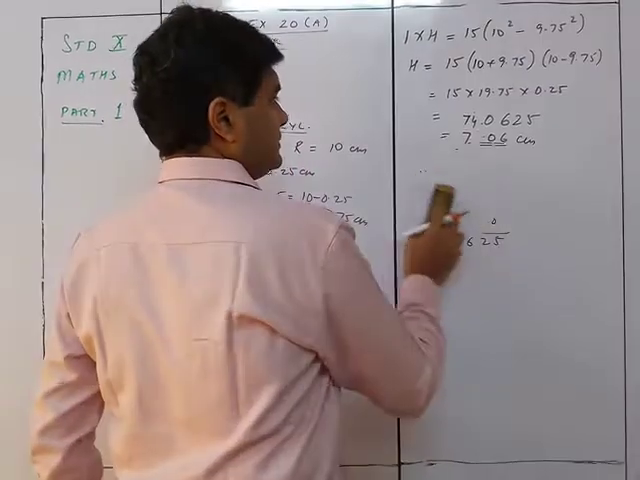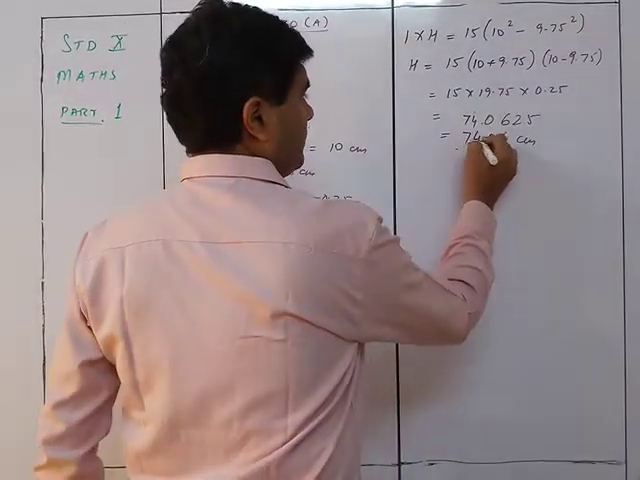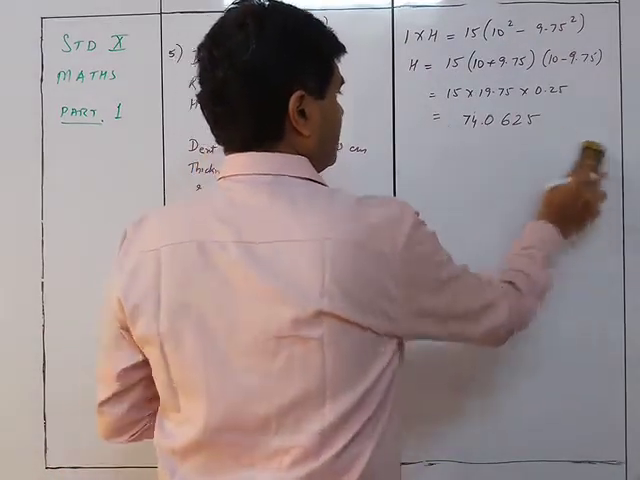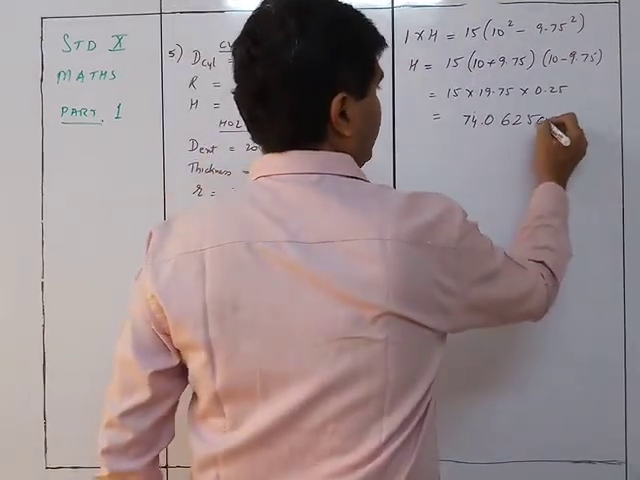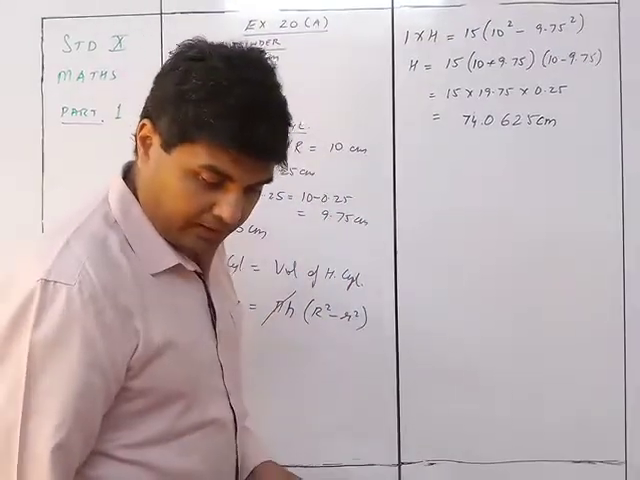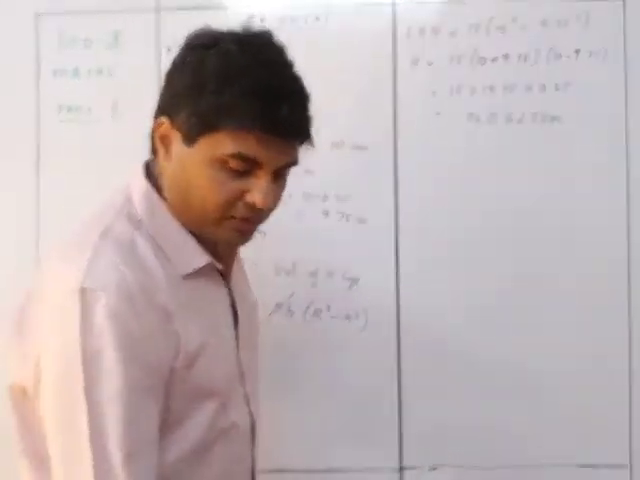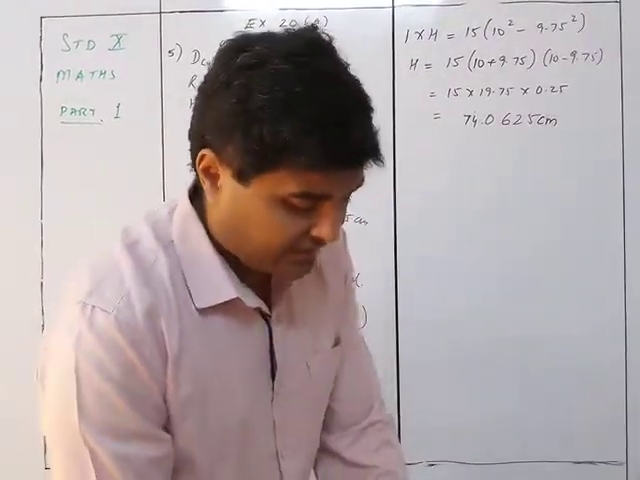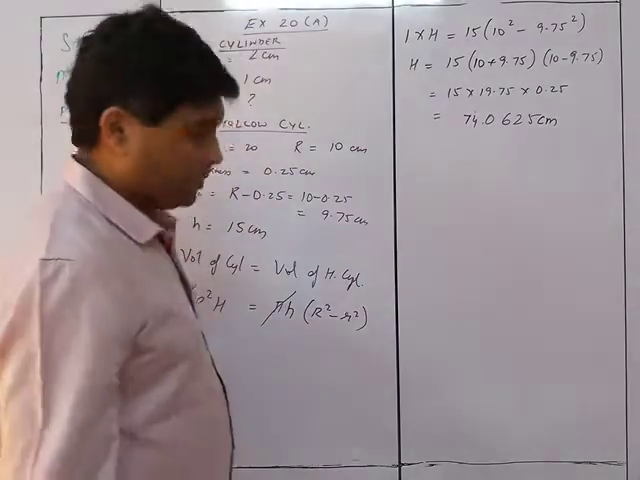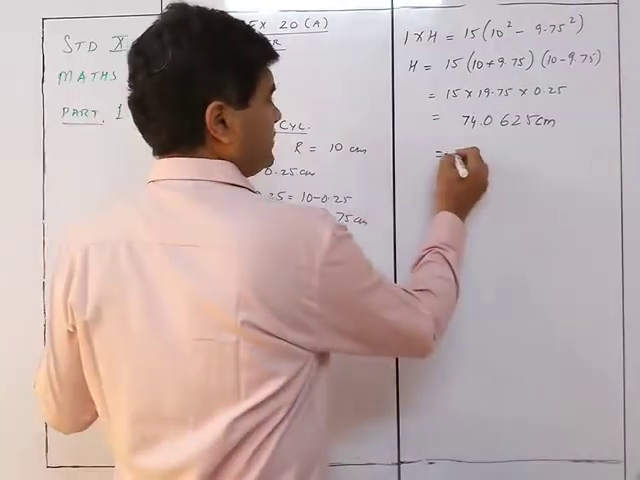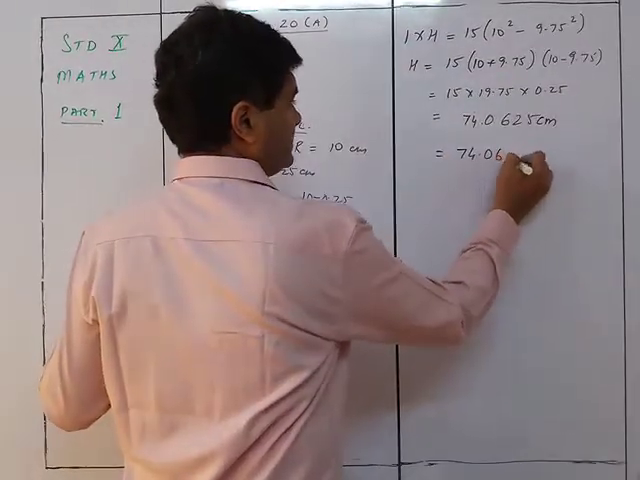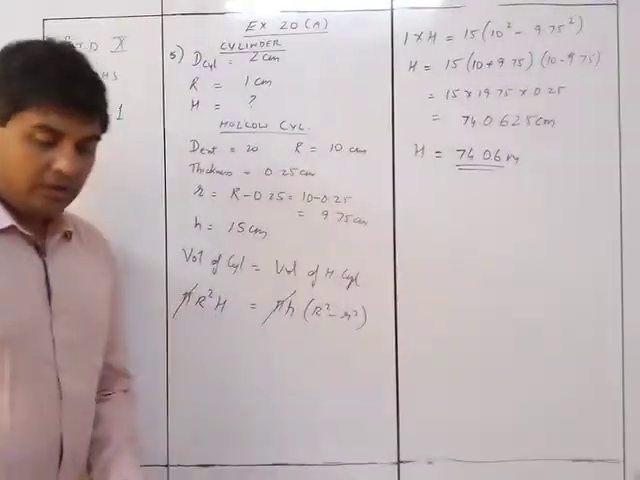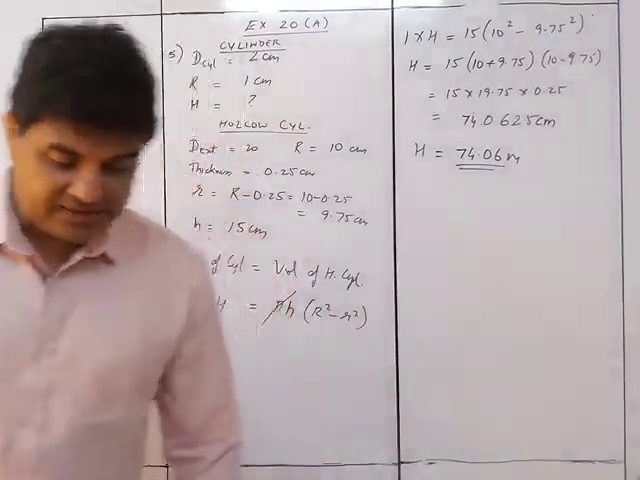It is 74.0625 centimeters. That is the calculation. So we rounded off to two digits, so it is 74.06 centimeters. That's the answer for H. Got it? We continue the seventh sum in the next video.